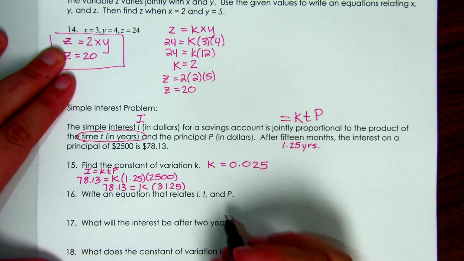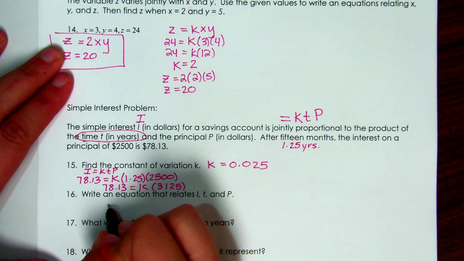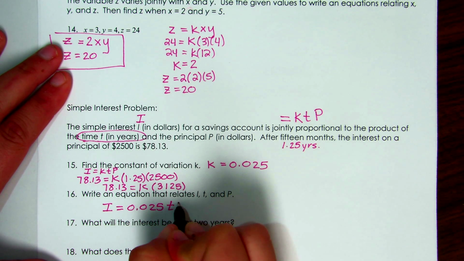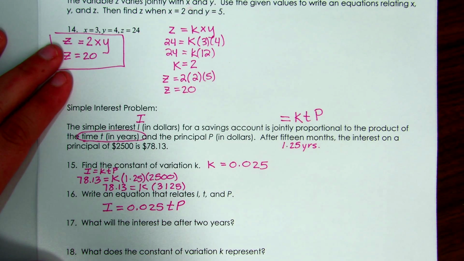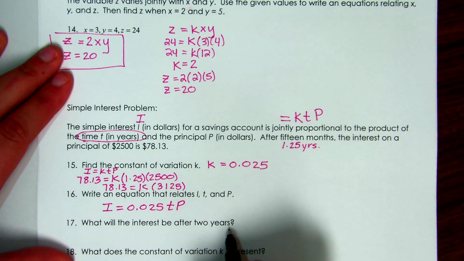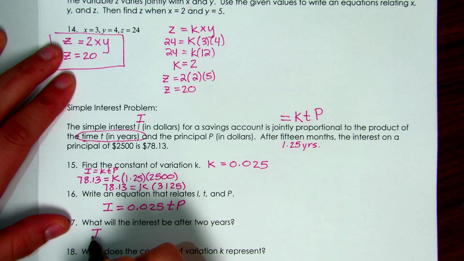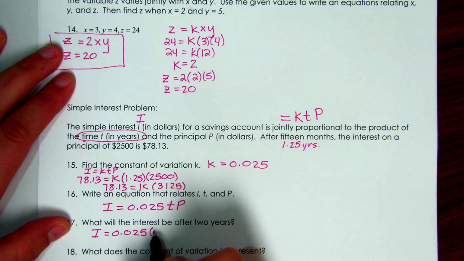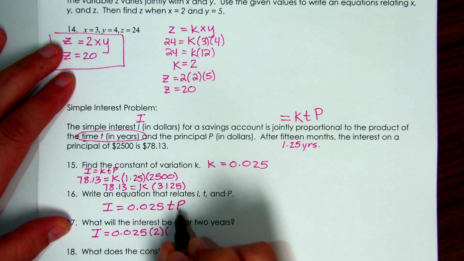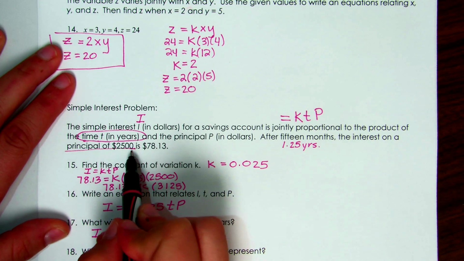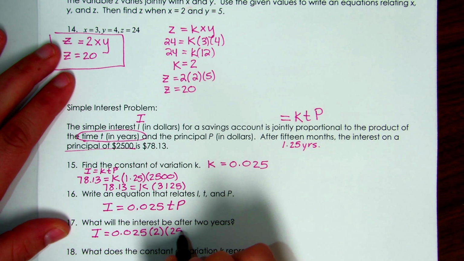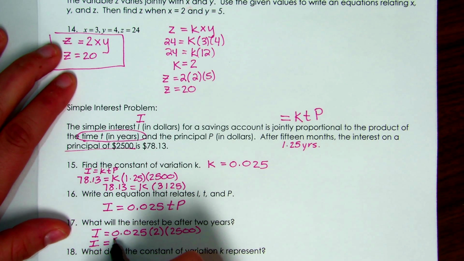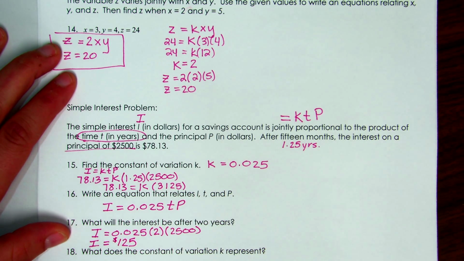So my new equation relating I, T, and P is I equals 0.025TP. What will the interest be after 2 years? So I'm looking for I, the interest. 0.025 is k. T is my time, 2 years. P is my original principal from the original equation, $2,500. Multiply those 3 numbers together, and I get that the interest will be $125.